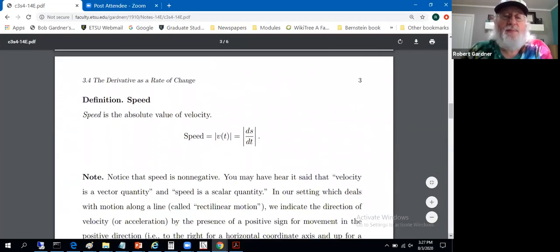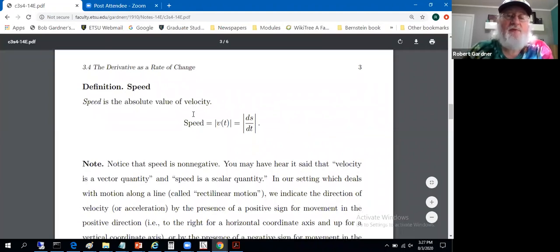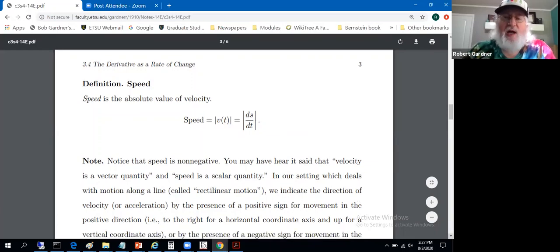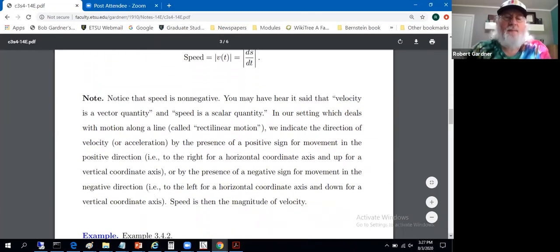We'll define speed to be the absolute value of velocity. So easy enough, the speed is the absolute value of v of t, the absolute value of ds/dt. Okay. There's a difference in speed and velocity. So now I'm working my way more into a physics type conversation.